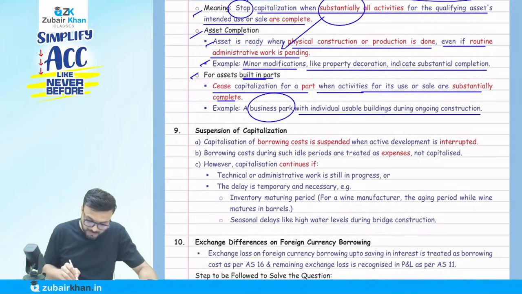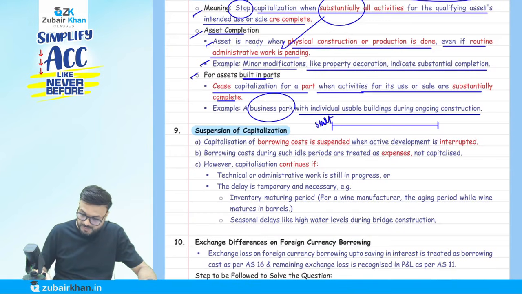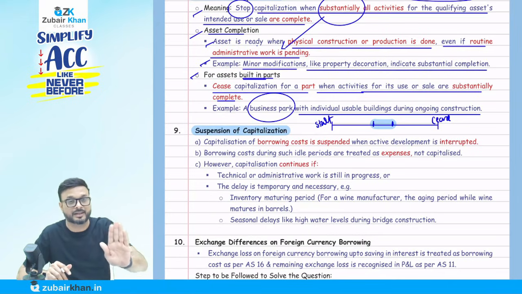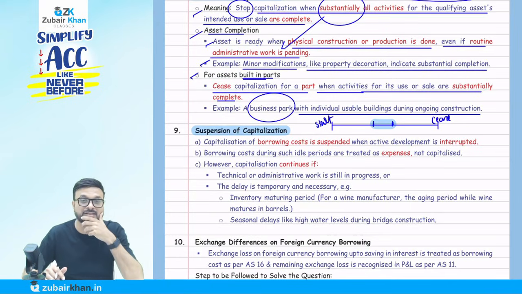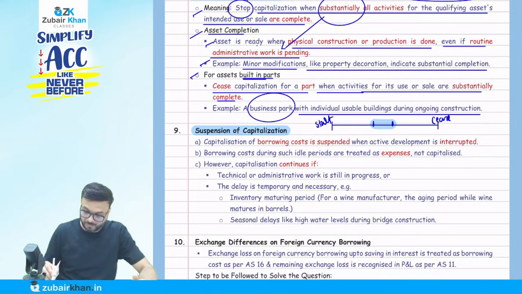Now we are coming to point number 9. Suspension. Suppose you started capitalizing here. You start here, capitalization of borrowing cost. You cease here. Cease here means stop that. But during a certain period you have done a suspension here. Suspension means that you stop that here. Suspension means you cannot capitalize. What is this suspension of capitalization? You are not capitalizing the interest. But when?